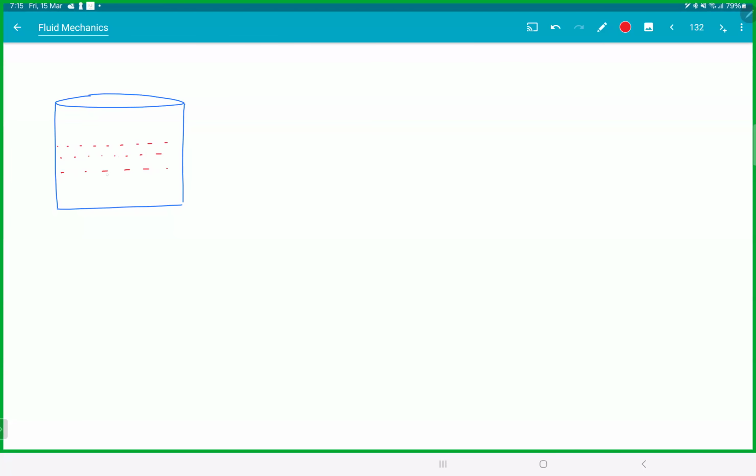Let's say, let the height be x. So in time dt, let the liquid coming in be q into dt. This is the inflow. This is area into root 2 gx into dt. This is your outflow. And let the height increase by dx. That is your change.